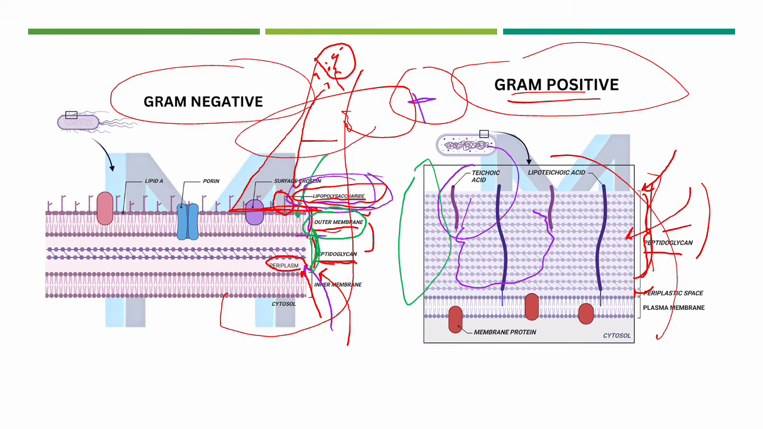Now, let's see an example here. We have Staphylococcus aureus or Streptococcus pyogenes or Bacillus anthracis. These three are examples of gram-positive bacteria. Some gram-negatives could be E. coli or Salmonella or Pseudomonas aeruginosa. That's a gram-negative.